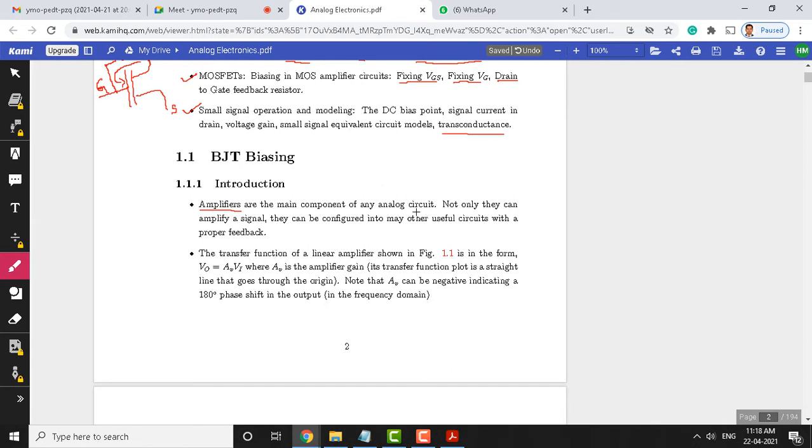So, for any analog circuit, it may be the PLL, it may be the oscillator, the main component is going to be the amplifier. It is not only because they can amplify a signal, but they can be configured into many other useful circuits with proper feedback. In an oscillator circuit, by providing proper feedback from output to input, and ensuring the proper phase between the output and input is established, the amplifier circuit can work like an oscillator.